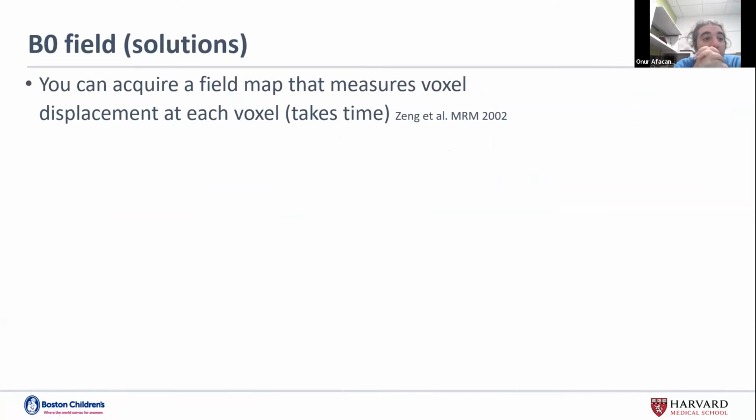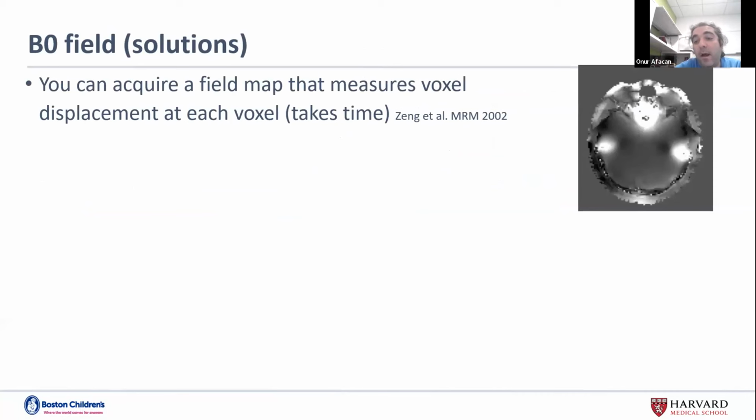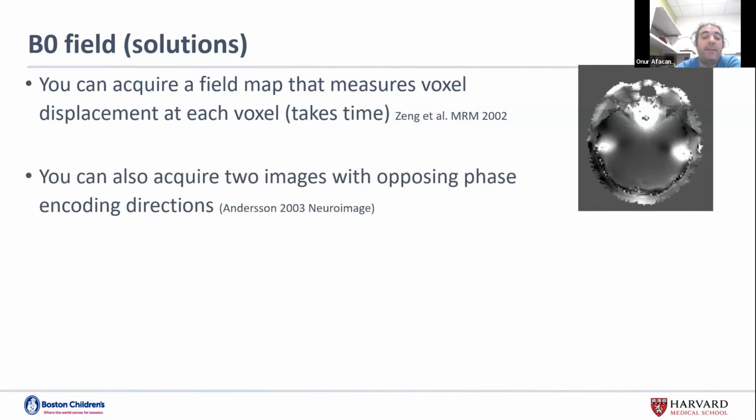So what are the solutions to B0 field inhomogeneity correction? One option is you can acquire a field map that measures voxel displacement at each voxel, and they usually look like this. You can notice that the voxel displacements are higher when there's an air-bone tissue interface, and you can use this image to correct for distortions. But this actually takes more time. What's usually suggested is you can also acquire two images with opposing phase encoding directions. And this is how it works.